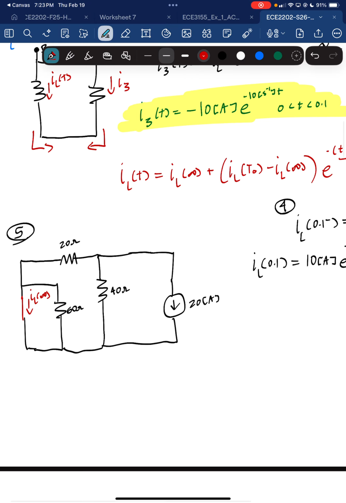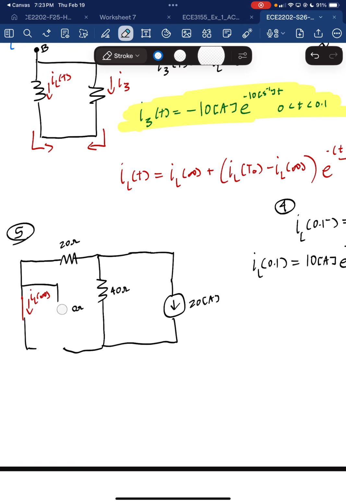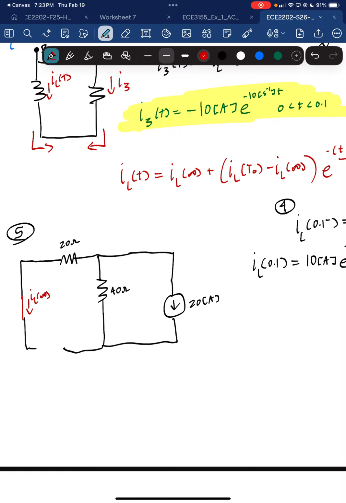So, one simplification we can do, pretty obvious, I hope: we get rid of that 60 ohm resistor. It's being shorted out, so it does not affect this circuit at all. We can get rid of it.